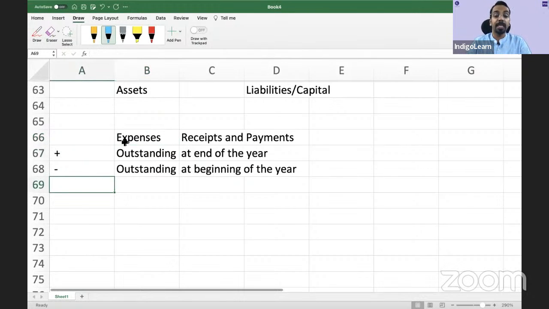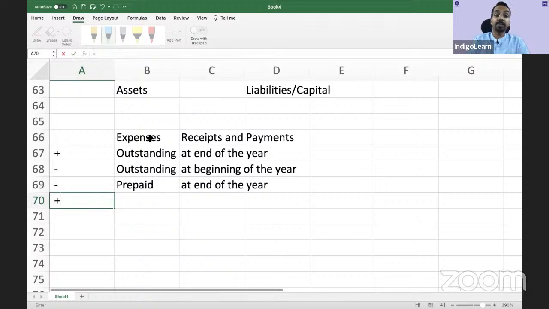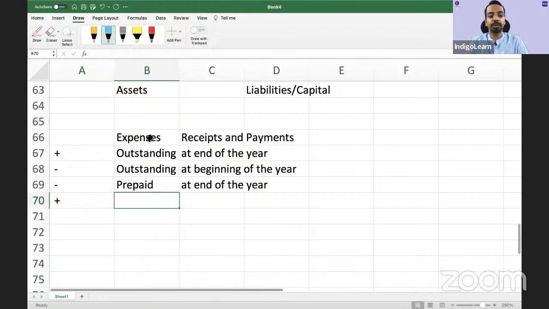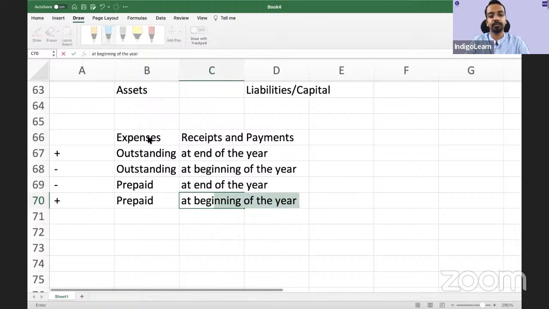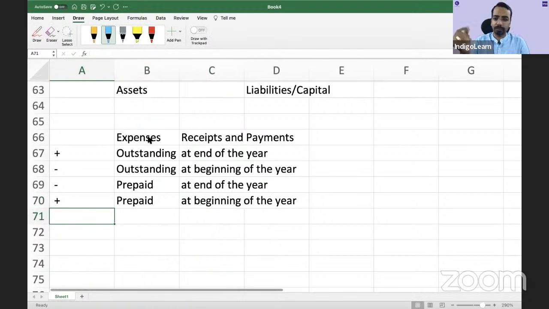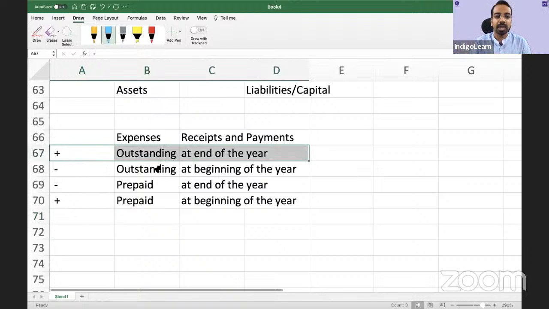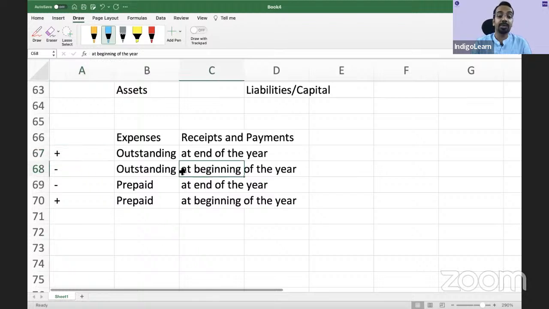Then if it is prepaid, prepaid at the end means it is for next year, so you will reduce prepaid at the end. Prepaid from last year means the expense was paid last year but pertains to the current period, so prepaid at the beginning you will add. Simple. If you get confused, just fix one. Outstanding at the end, we will add. Outstanding at the beginning, we will reduce. This is for remembering, not the logic. Then prepaid at the end we will reduce, and prepaid at the beginning we will add. Just for your remembering purpose.